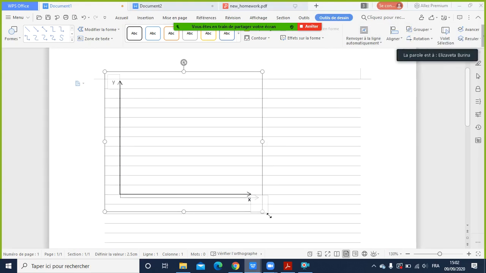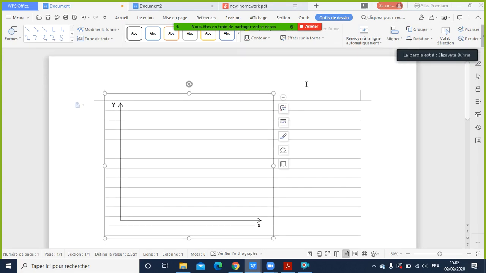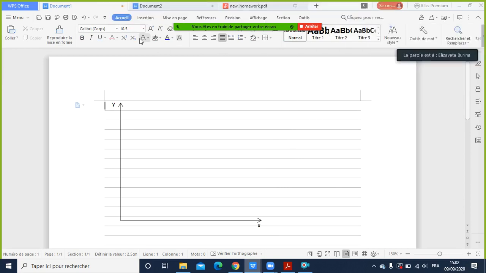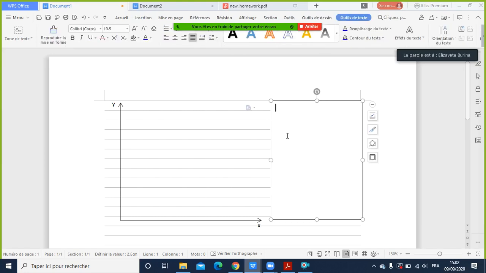Okay, so it's gonna be tricky. First, I wanna start with, wait a second. Okay. I'm gonna start with an economic example.